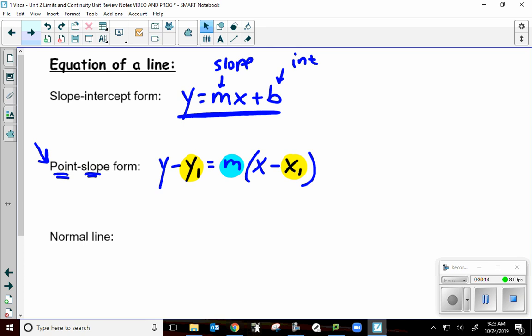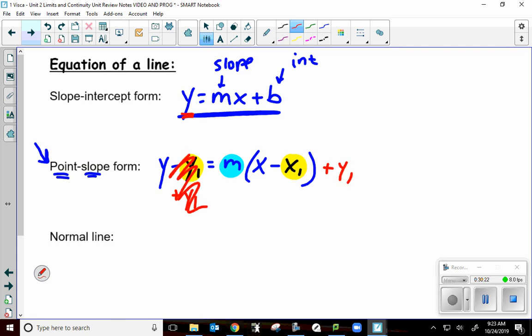Now, but I like y equals, mister. Good. Then if you want, add y1 to both sides. And there you go. Now it's y equals. Okay, and you can distribute your m and do whatever. But when you are first writing this down to come up with the equation, you write it like this.